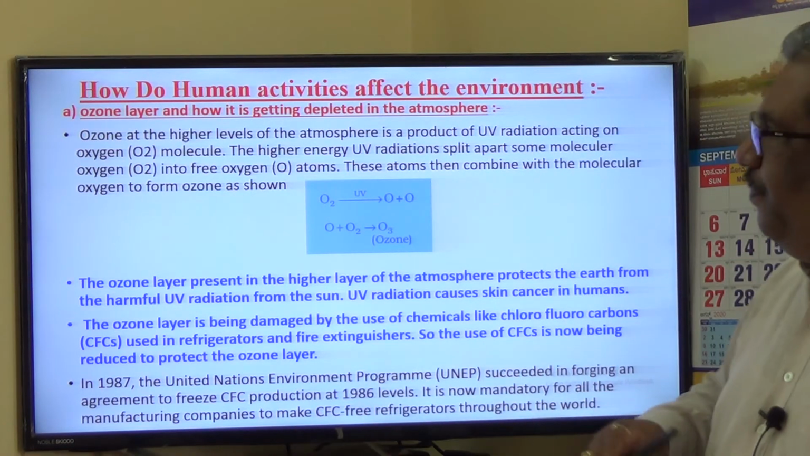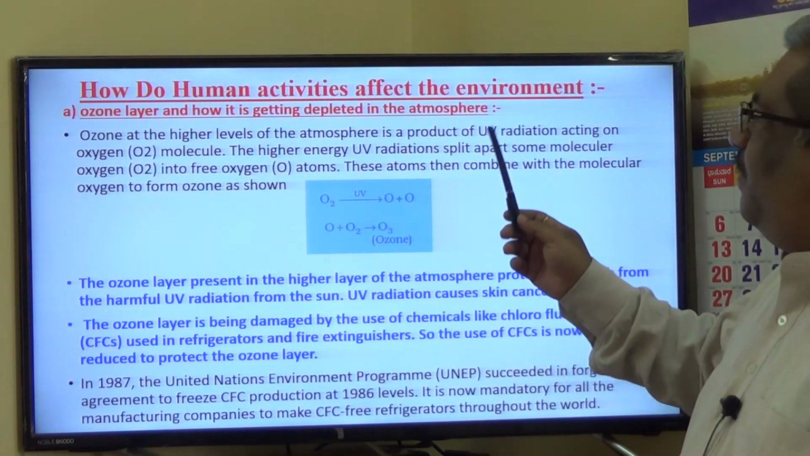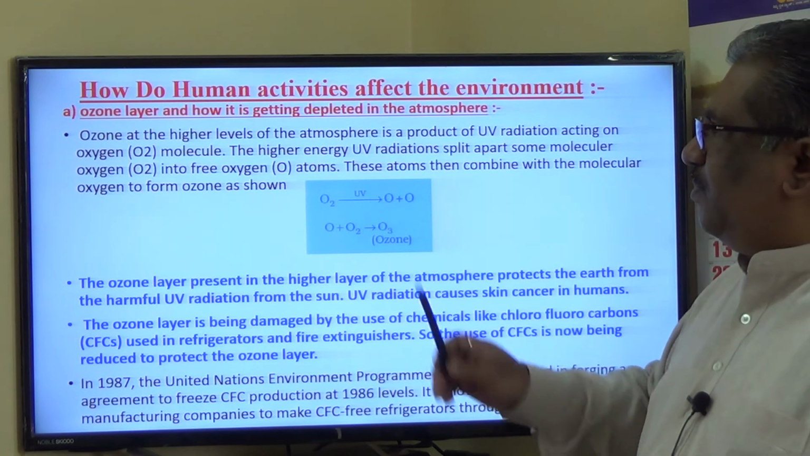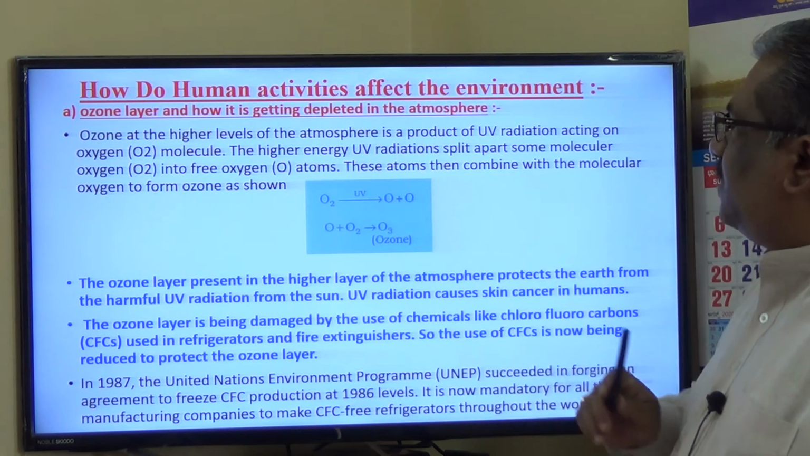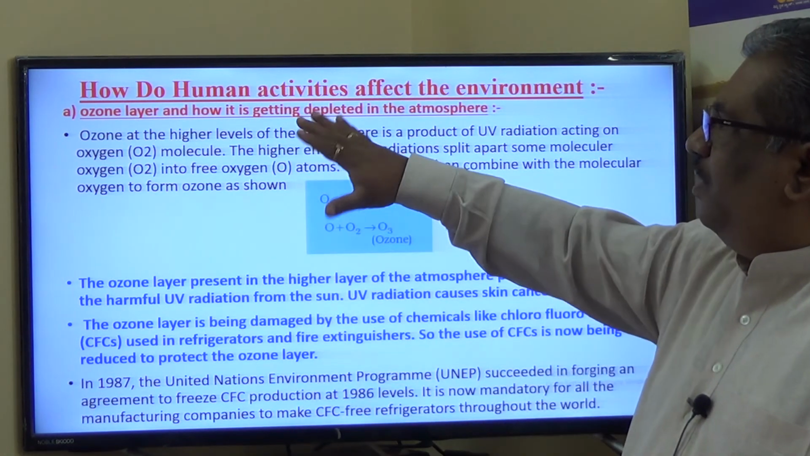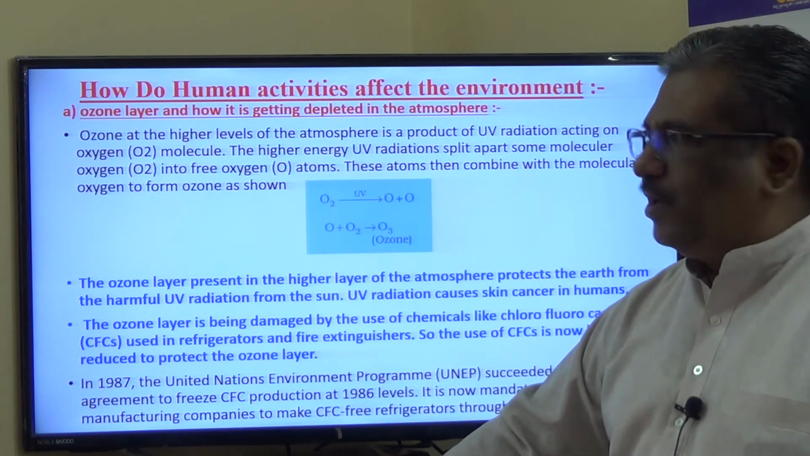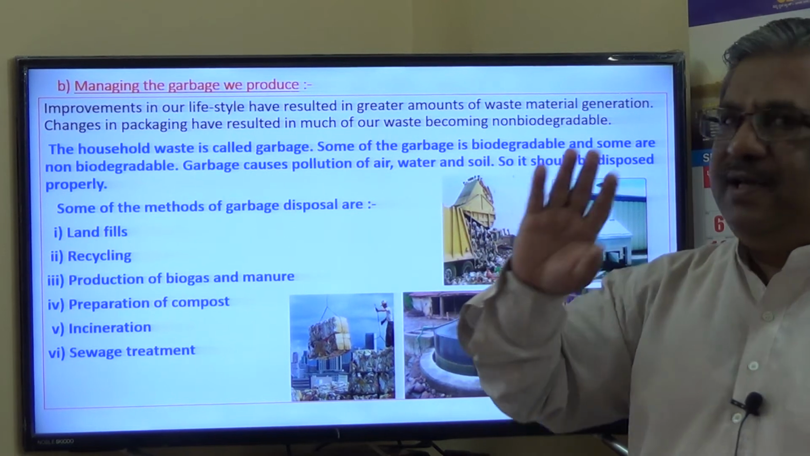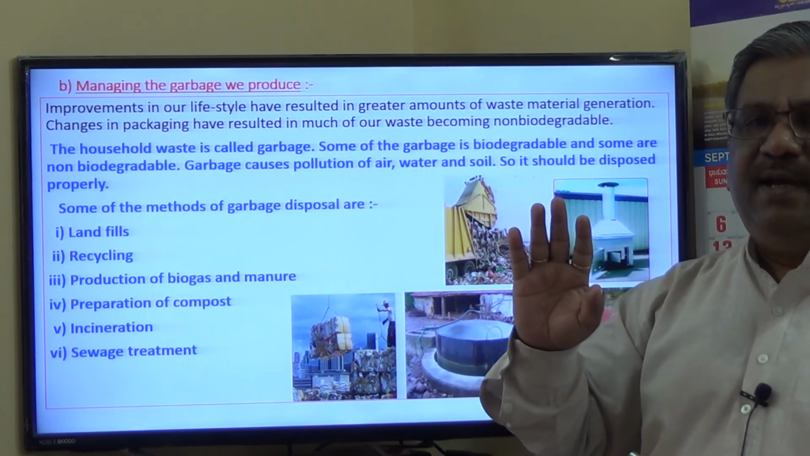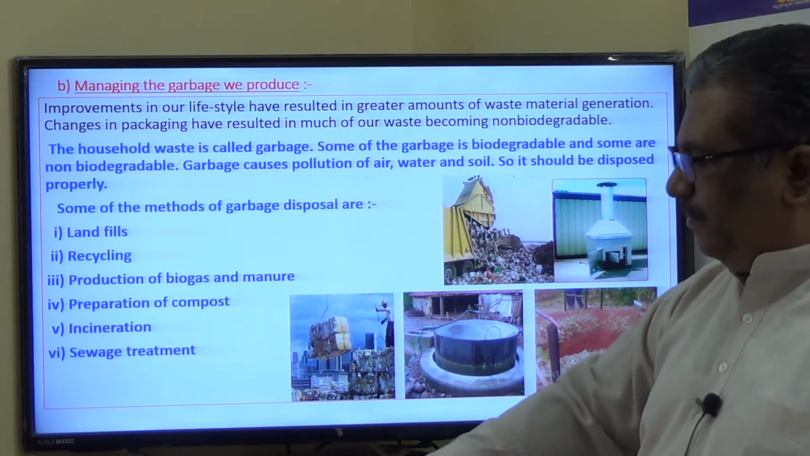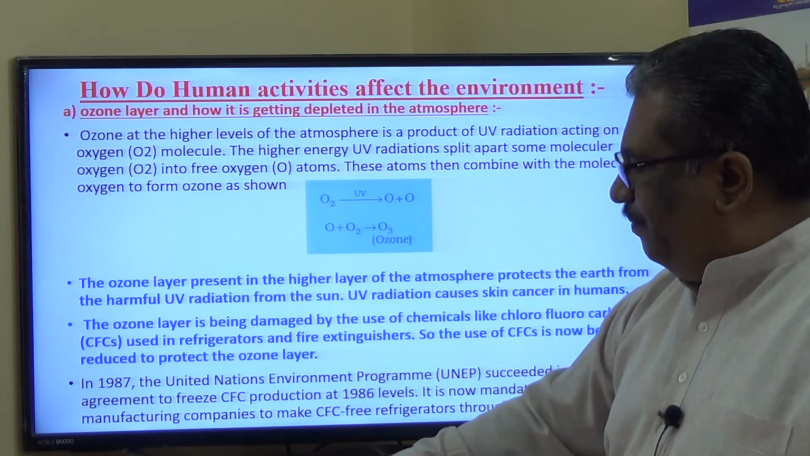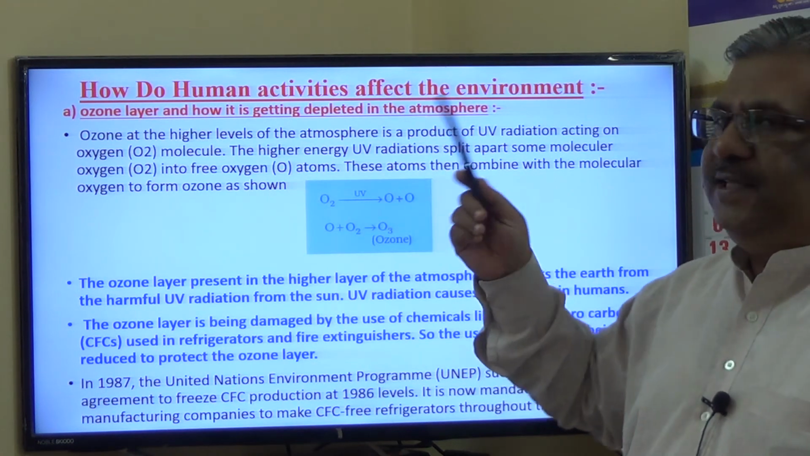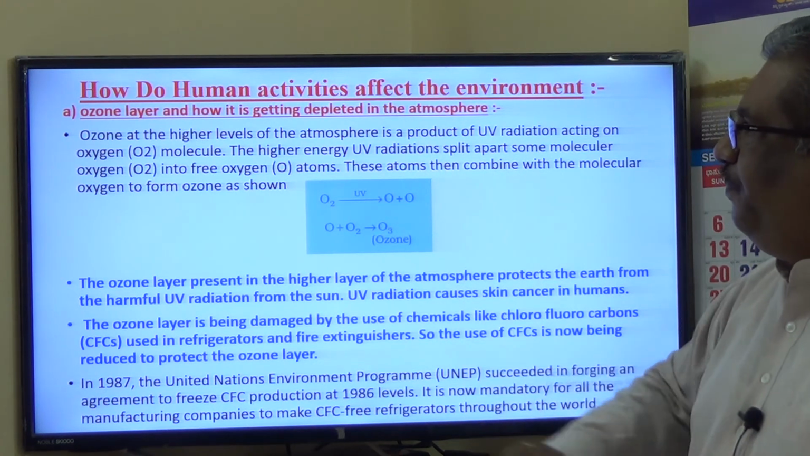Next we talk about how do human activities affect the environment. See, there are two aspects over here. How do human activities affect the environment? One is the ozone layer, which we are talking about, and another is the garbage that we produce. These are the two parameters we would like to see how these need to be handled. So, what is ozone layer and how it is getting depleted? What is its function is what we are going to study.